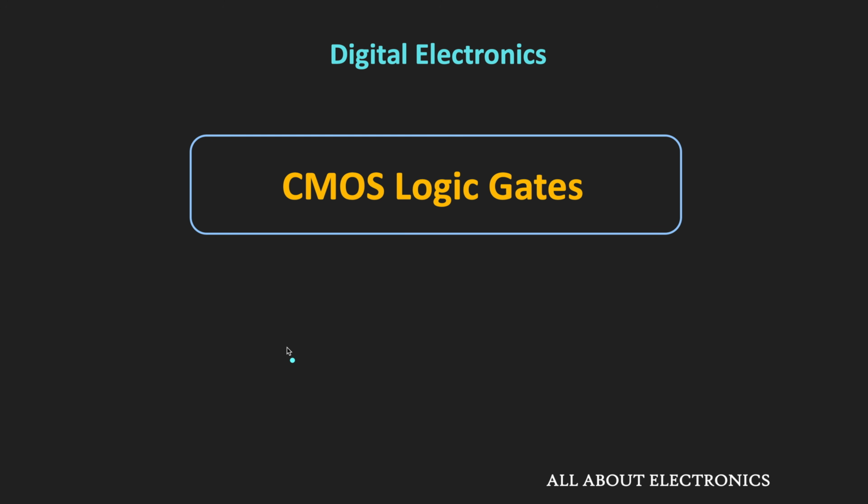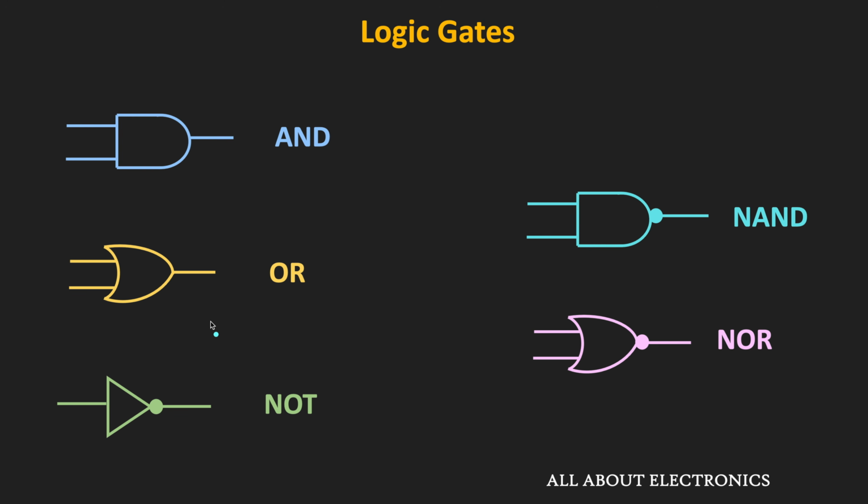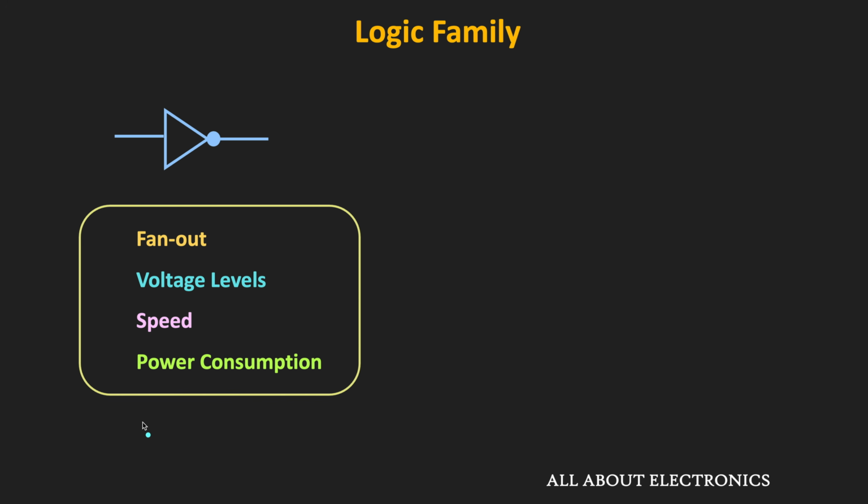So in this video, we will see how to design the logic gates using the CMOS logic. If you see any logic gates, then their characteristics like fan out, voltage level, speed and power consumption depend on the technology which is used to design these logic gates. Now there are different logic families, but some of them are already obsolete. But some of the logic families like the TTL, CMOS and the ECL are quite popular and they are widely used in the digital circuits. So in this particular video, we will learn about the CMOS logic family.